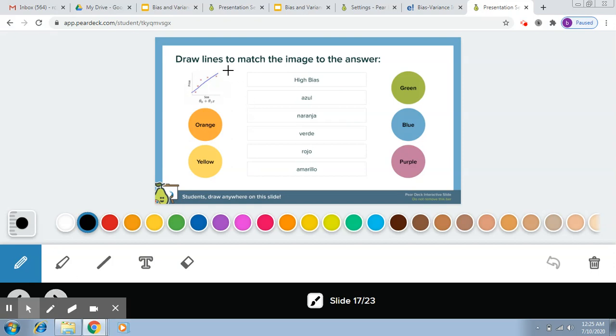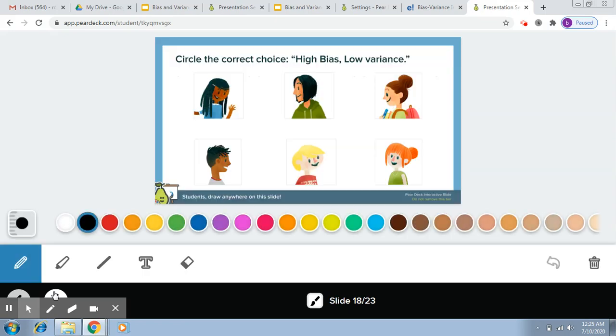So here he has to draw lines to match the image to the answer. So here there are some images, let's say. You all must have done such kind of worksheets in your classes, in your schools. So you match it to the right answer.